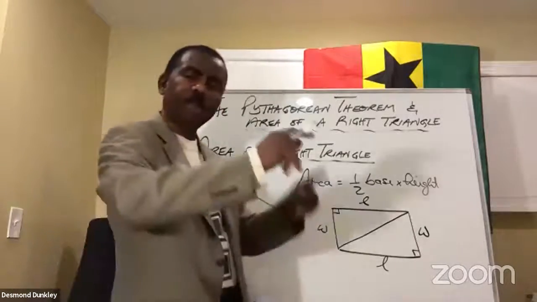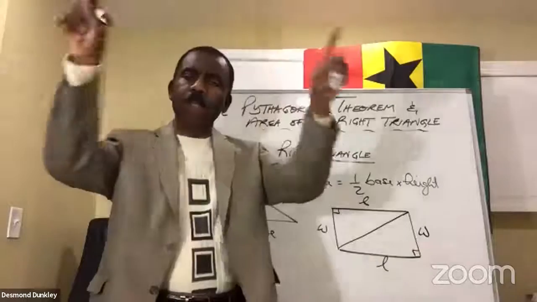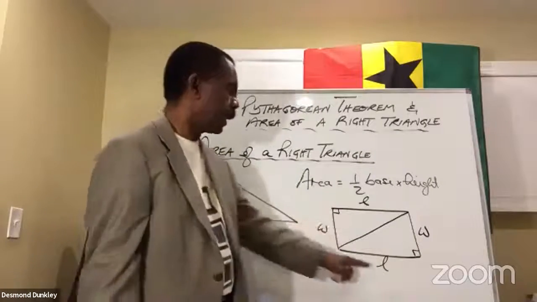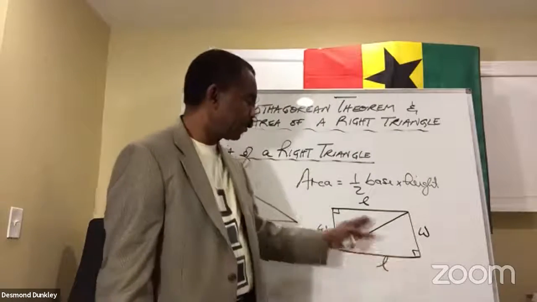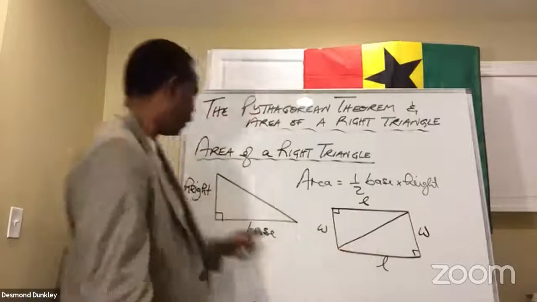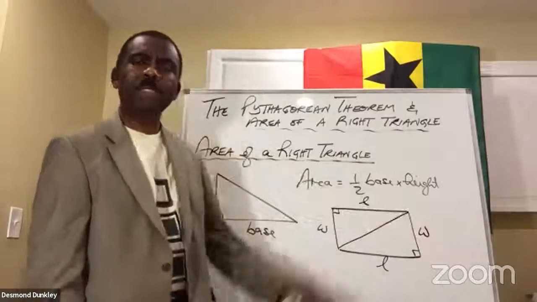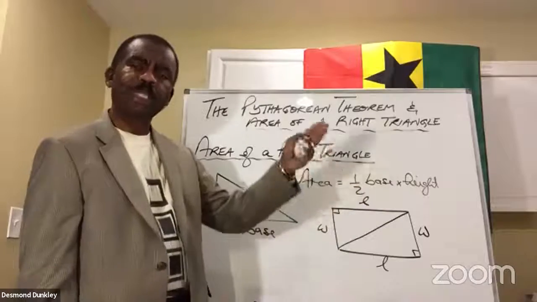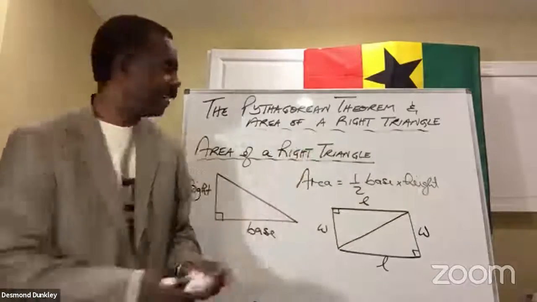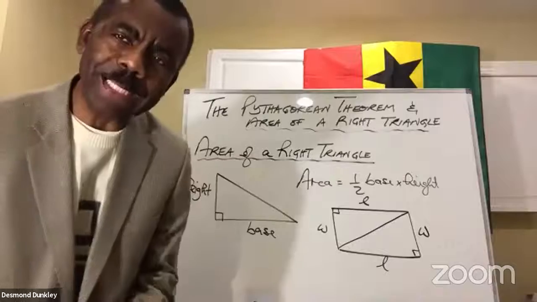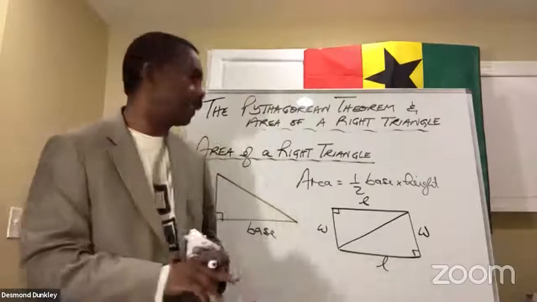So if the four-sided figure, the rectangle, is length times width, then the triangle, half of that, must be a half the length times the width. Of course, because it's a triangle, it's the base and the height. So let's apply that and see if we could play some games with that.